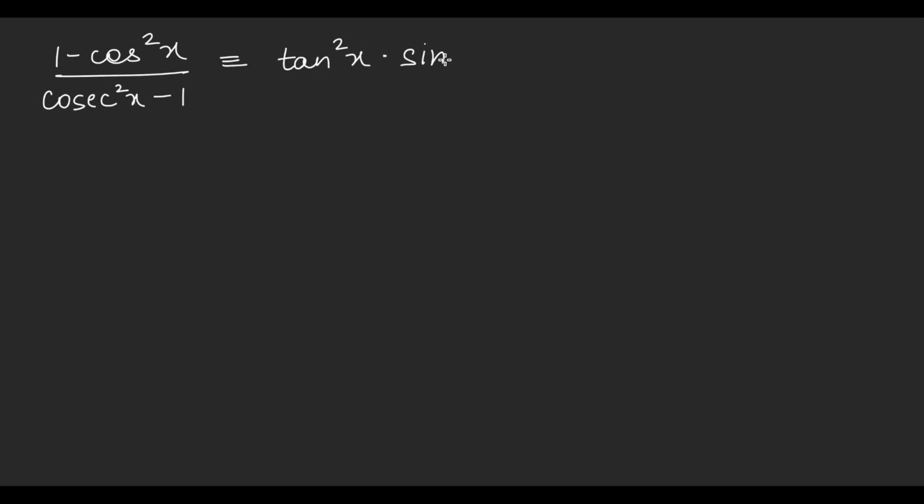Okay, now let's move on to an example where we go beyond sin x and cos x. So say I had the equation 1 minus cos²x upon cosec²x minus 1, we have to show that this is equal to tan²x into sin²x.